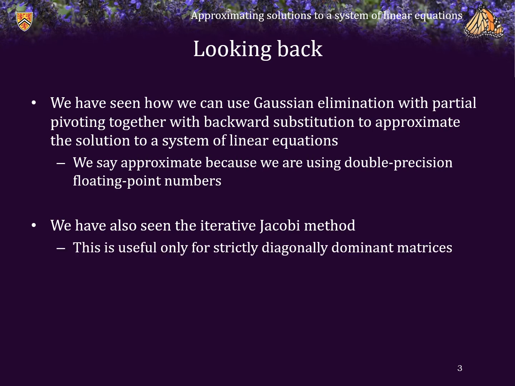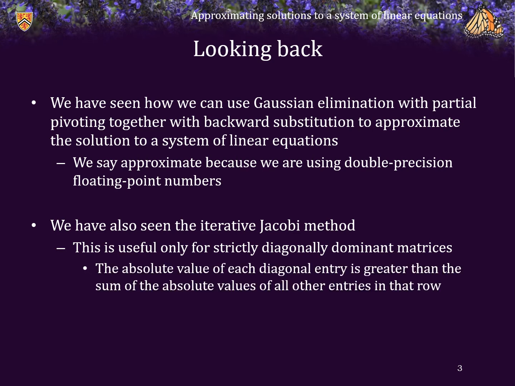Now, this method is only useful when the matrix is strictly diagonally dominant. What that means, I'll quickly review, is that the absolute value of each diagonal entry is greater than the sum of the absolute values of all other entries in that particular row.